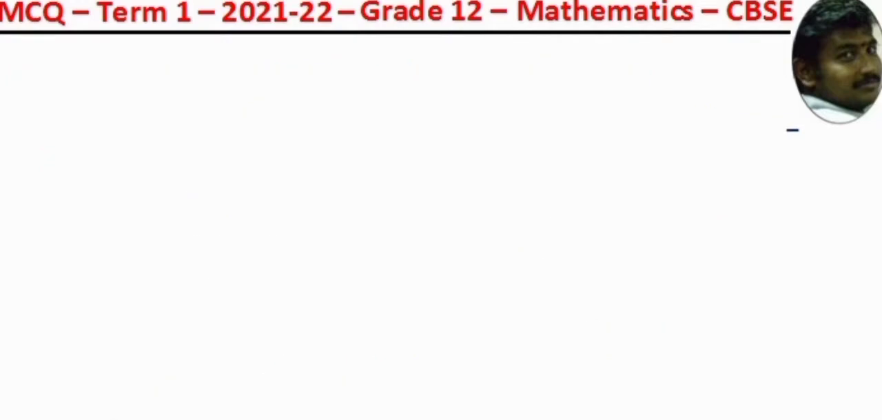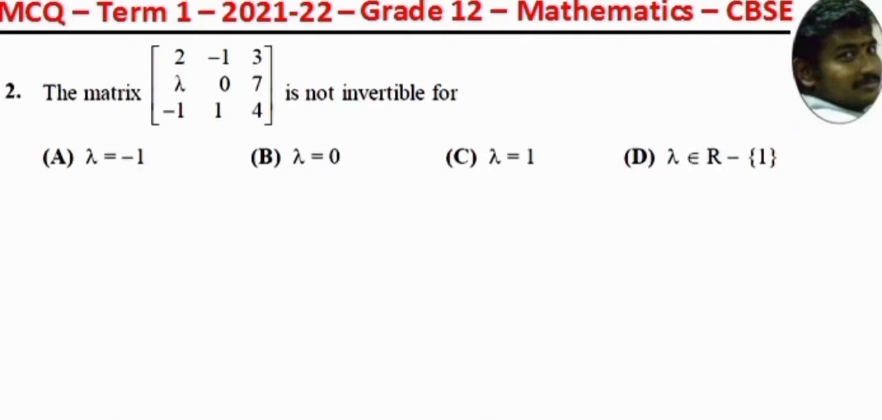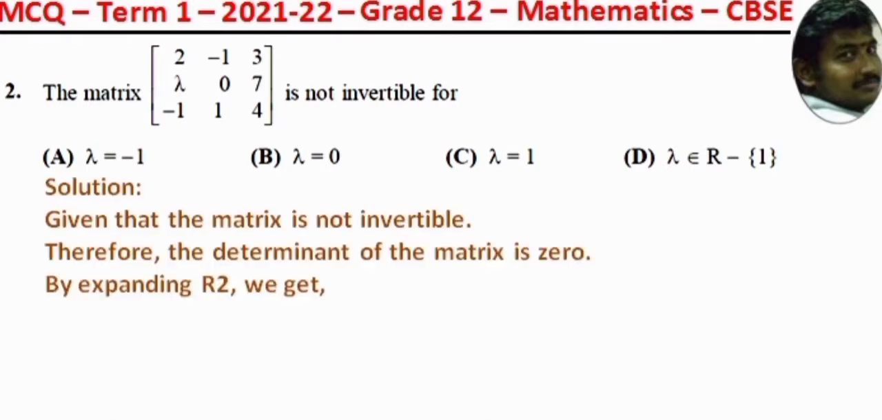Okay, come on, let's see the next question. Question number 2: the matrix with rows 2, minus 1, 3; lambda, 0, 7; minus 1, 1, 4 is not invertible. Then there are four options: lambda equal to minus 1, lambda equal to 0, lambda equal to 1, lambda belongs to real numbers minus 1. So when it is given not invertible, that means the determinant of this given matrix is 0.